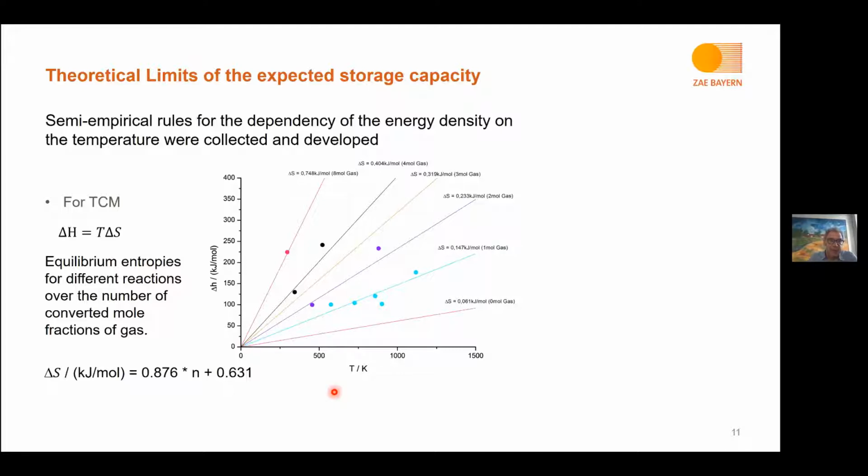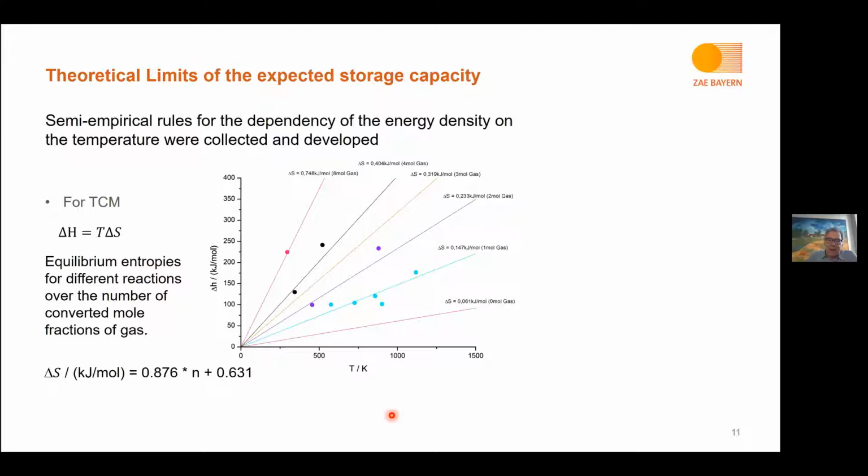much more complex. So here the reaction enthalpy, delta H, is a function of temperature and the change in entropy. And the change in entropy depends very much on the number of the converted mole fractions of the gases involved. I told you about the gaseous phase. So here you can see a number of lines for the change in entropy, delta S, and here you see the moles involved, 8 mole gases here and so on. That is also not a clear answer to our question.